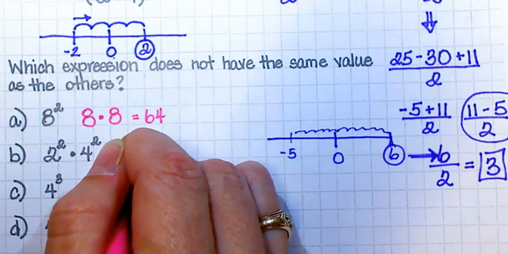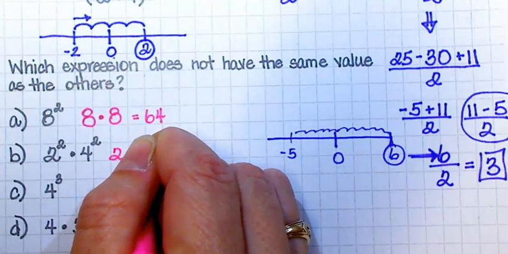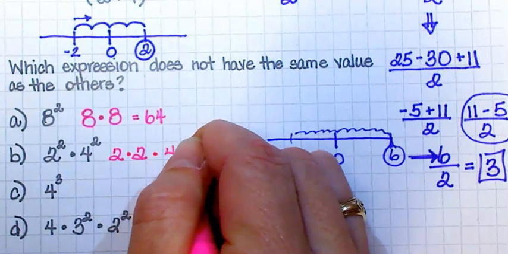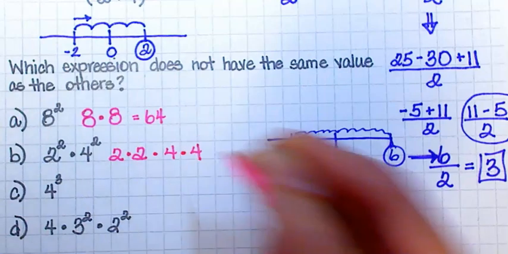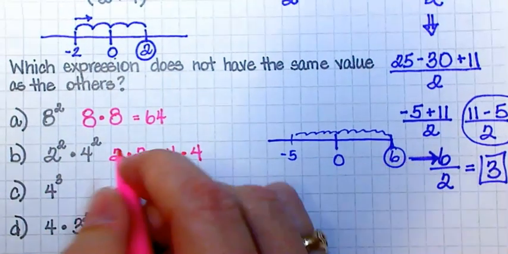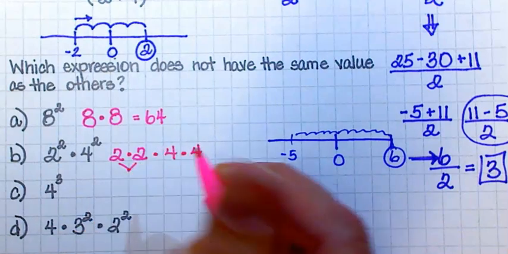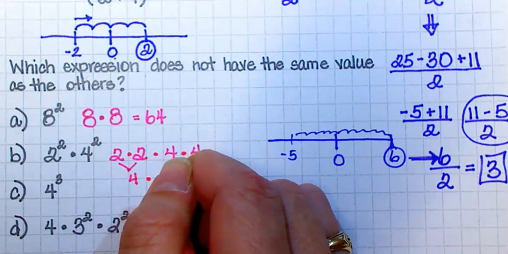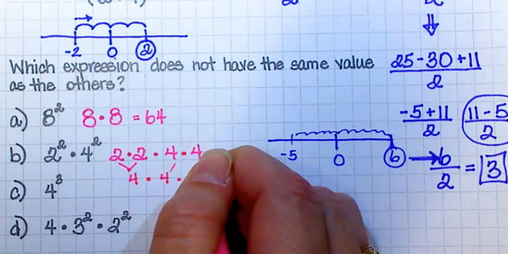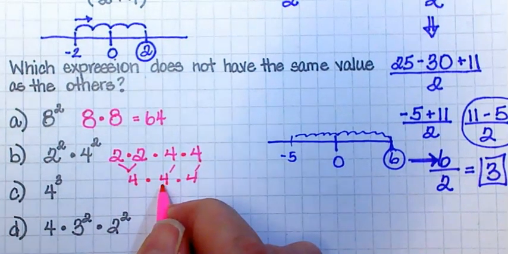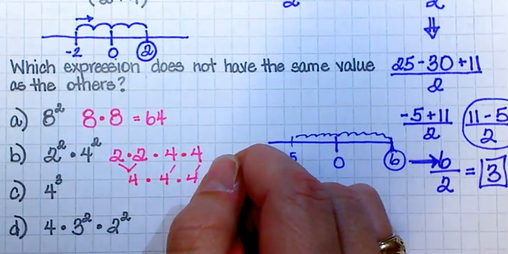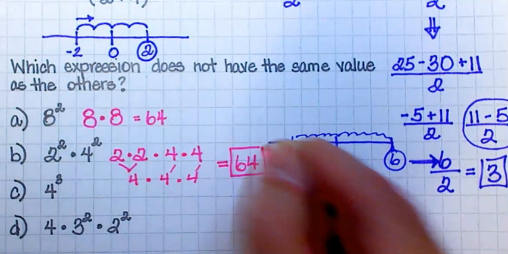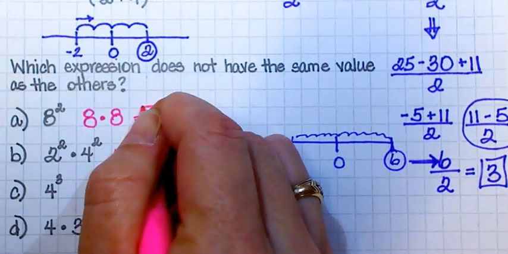Here, I have 2 squared, which is 2 times 2. And I have 4 squared, which is 4 times 4. 2 times 2 is 4. And then I say times 4, because this one's this one. 4 times 4 is 16. 16 times 4 gives me 64. So I've got 64 for this one. I got 64 for this one.